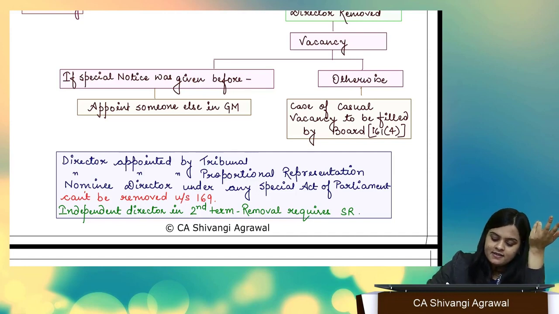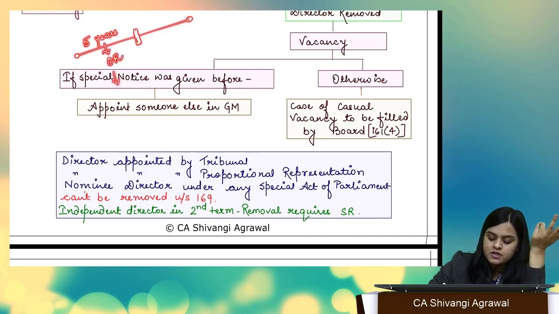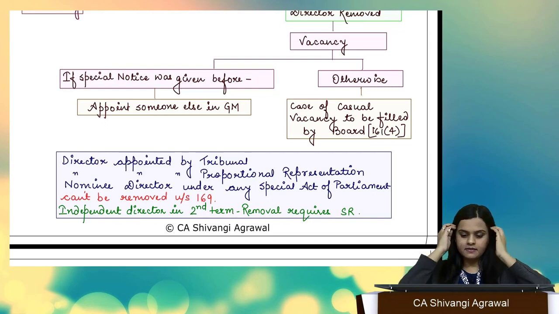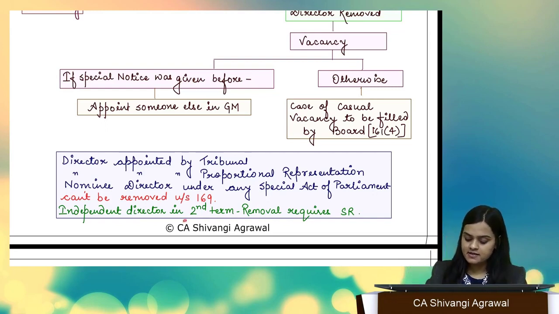and, see, the independent director. He is appointed for 5 years by passing OR. He can be removed by OR. He is appointed again for 5 years, that means for his second term, by passing SR. He can be removed also only by passing SR. So, independent director in second term removal requires SR.